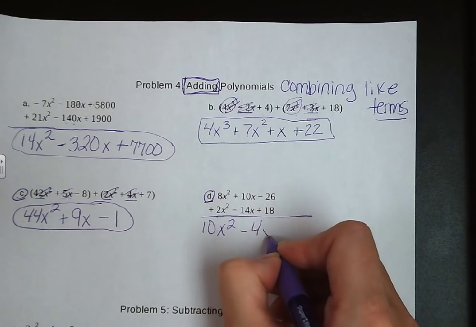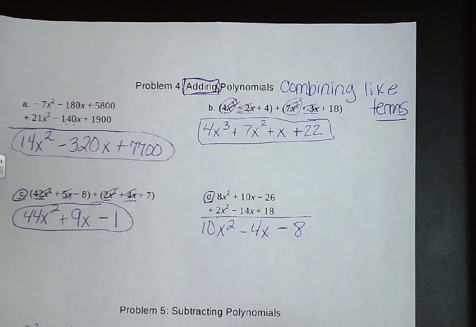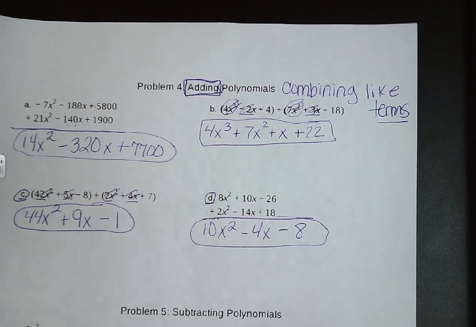I know. 10x minus 14x is negative 4x. And negative 26 plus 18 is negative 8.